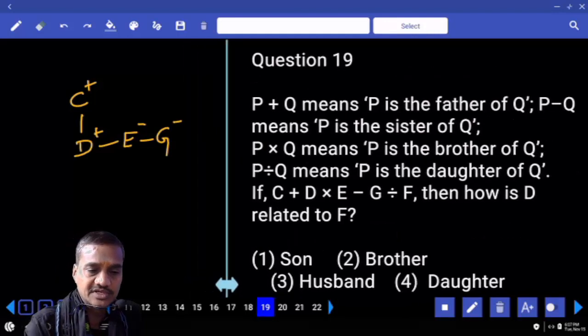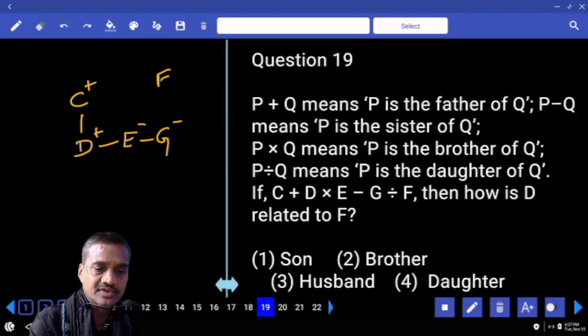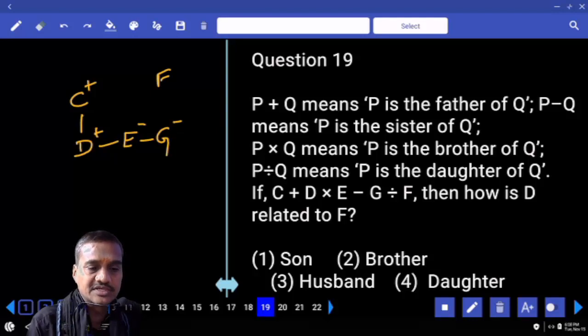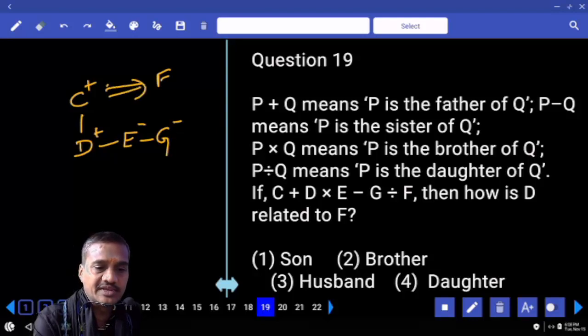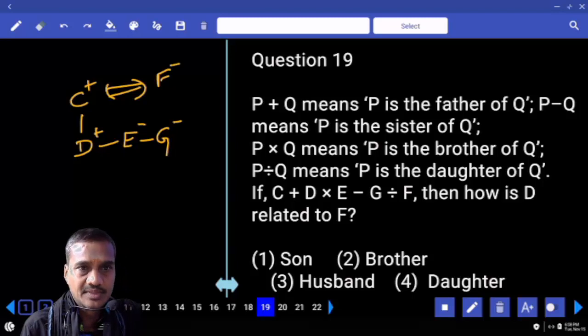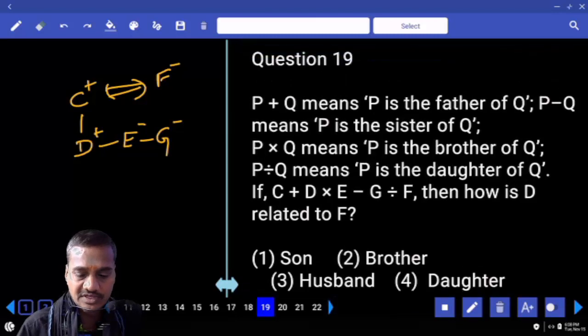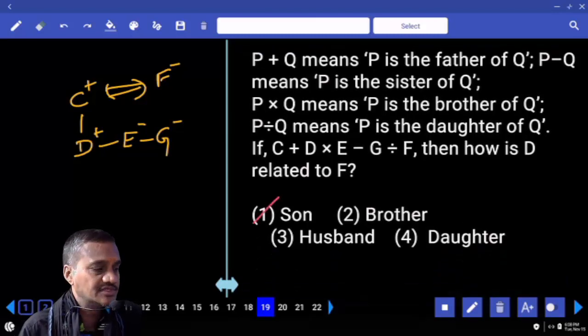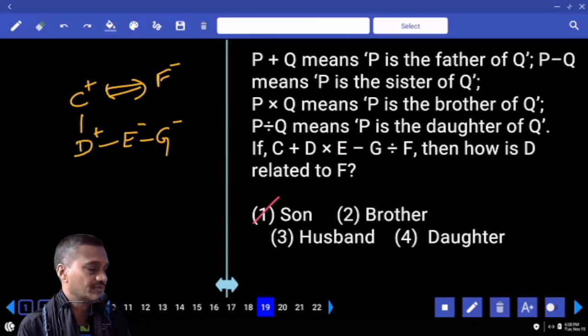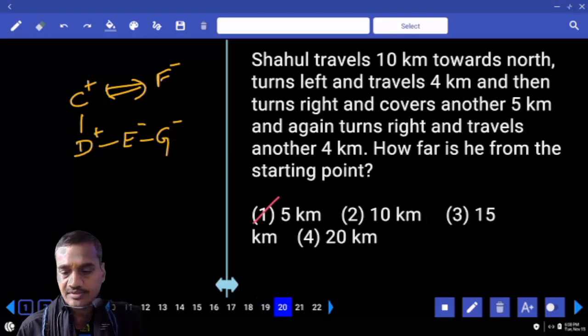Now G is the daughter of whom? G is the daughter of F. G is the daughter of F means C and F must be married to each other. And then how is D related to F? D is the son of F. Son, that is given in choice 1, question number 19. Then 20th.